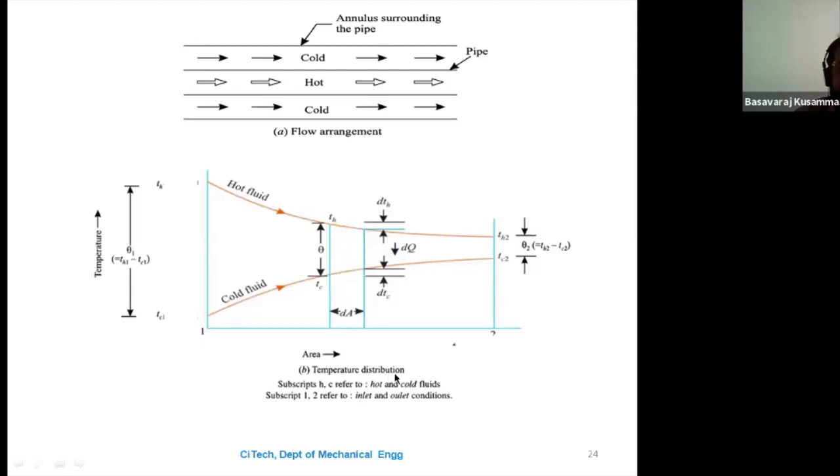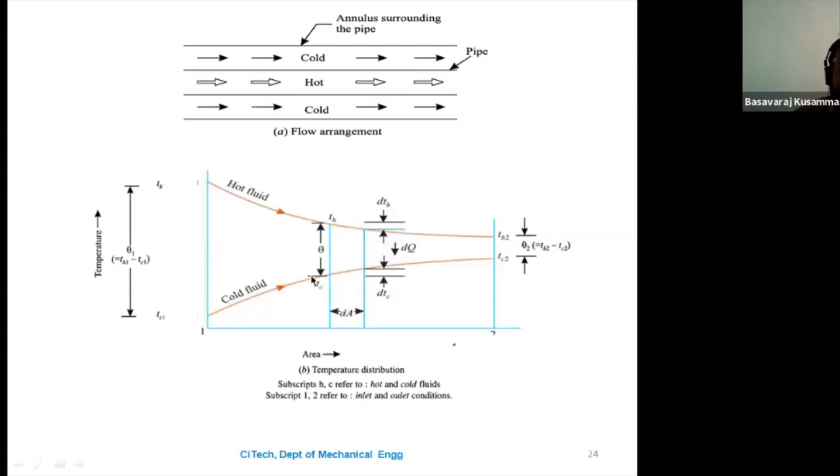This is the temperature distribution, and this is called the flow arrangement here. Suppose we take an element here, this is called dQ. The dQ is the heat transfer through this element. This one is called TH1 and this one is called TH2. The average temperature is called TH here. And this is called TC here, with TC2 and TC1.